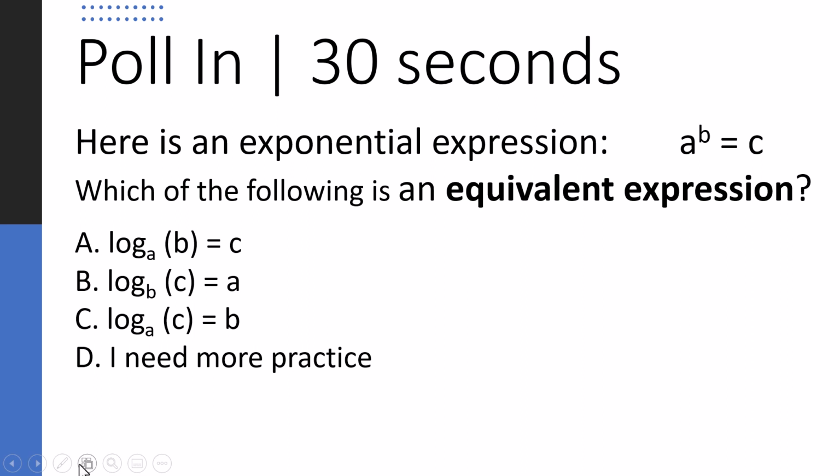All right, 30 seconds. Here's an exponential expression: A to the b equals c. Which of the following is an equivalent expression? All right, taking what we know, we're going to write this as log base A. A is our base, so let's look for that. It's either going to be A or C. It's not going to be B. B is our exponent. A is our base.